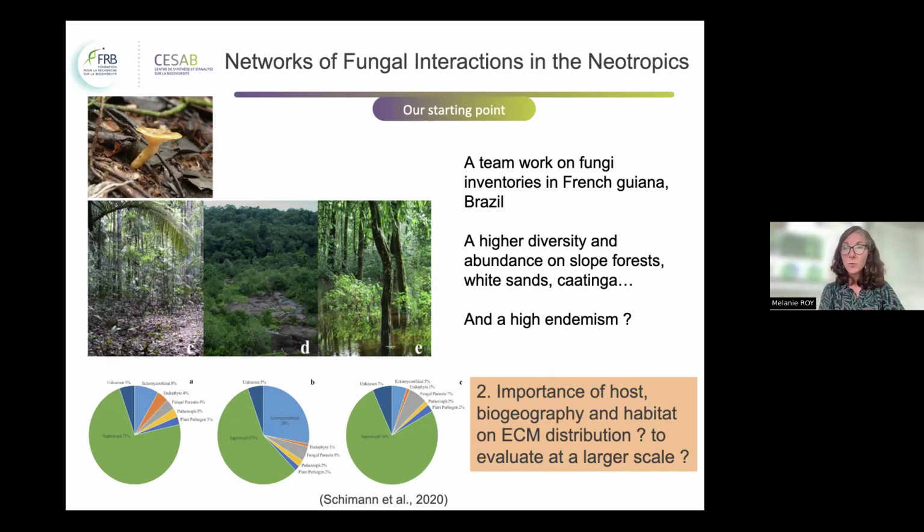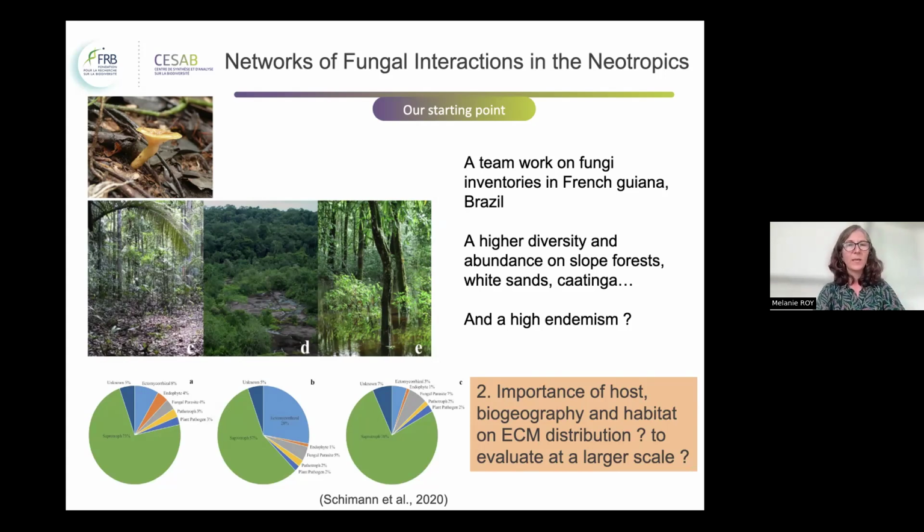So, and this observation was also joining the observation of Maria Alice Neves from the Caatinga, from other colleagues also in the dry forest. But the interesting thing is that we never had any species in common. So it was in general very different species.